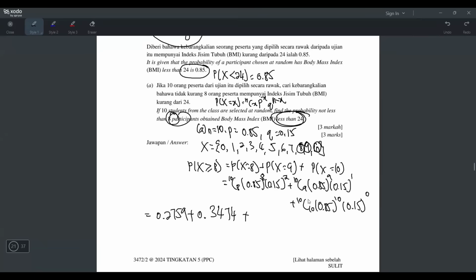Okay, for the last one, 10C10 no need to press because the value is 1. 0.15 power 0 is 1, so just press 0.85 power 10. Okay, my calculator gives me 0.19687, so 0.1969. Just write in 4 decimal places.